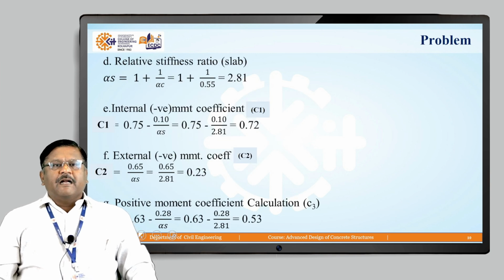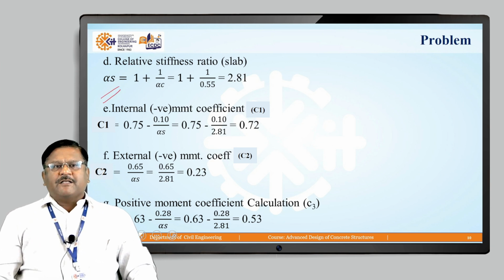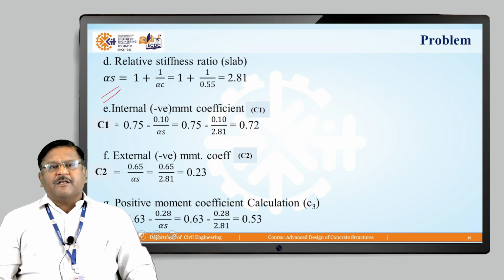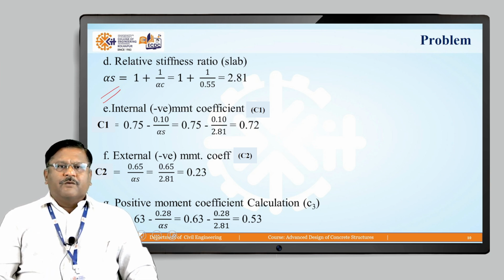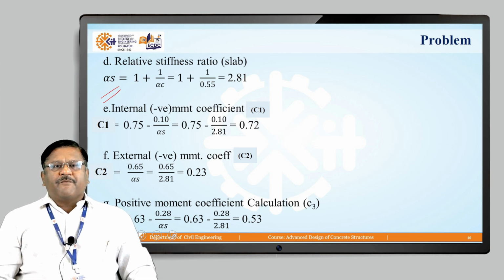Next, calculate relative stiffness ratio for slab, which is denoted by alpha s. So alpha s is equal to 1 plus 1 upon alpha c. Alpha c is what? Relative stiffness ratio of column. So 1 plus 1 upon 0.55, what we get? We get 2.81. These are the basic calculations we require to calculate the coefficients.